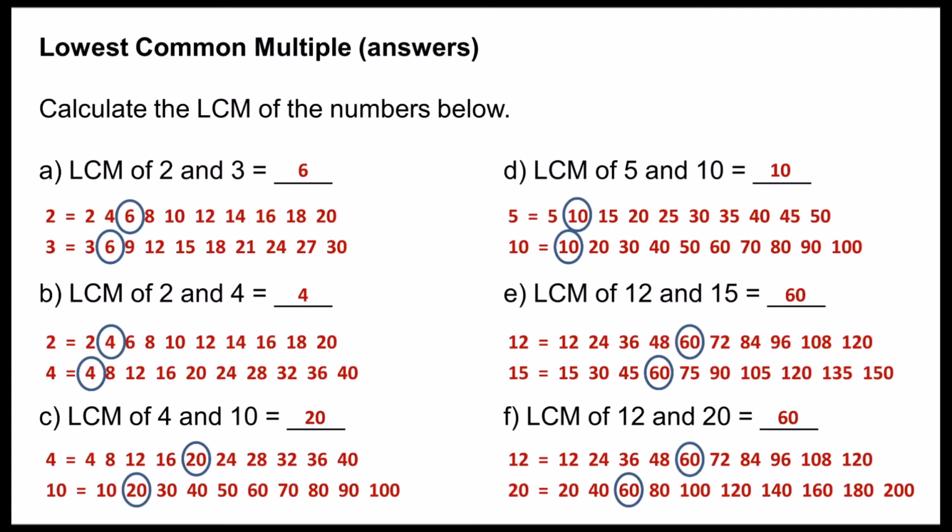Here are the answers. You can see the first 10 multiples of each number listed, and then circled is the lowest common multiple. You can use this to check your answers and correct any mistakes that you've made. Once you're happy that you understand, resume the video so we can look at the highest common factor.